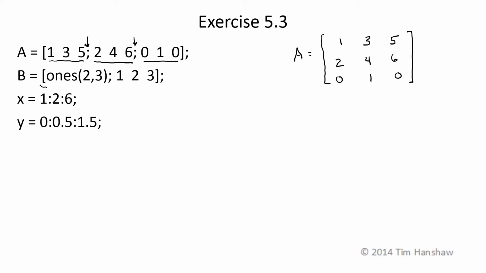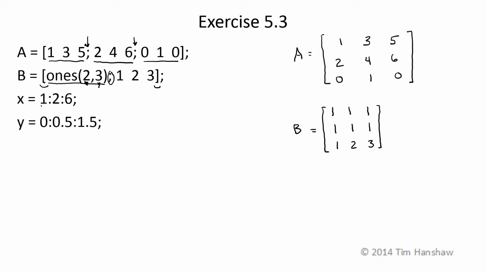B is defined as an array, open square brackets, close square brackets. The first elements of that array are generated by the ones command. So it creates an array of ones with 2 rows and 3 columns. Then a semicolon, which moves us down to the next row, and that row is 1, 2, 3. So that's what our B array ends up looking like.